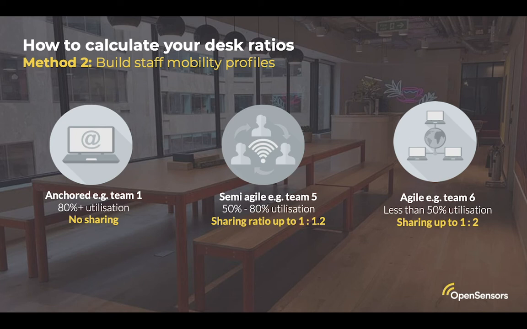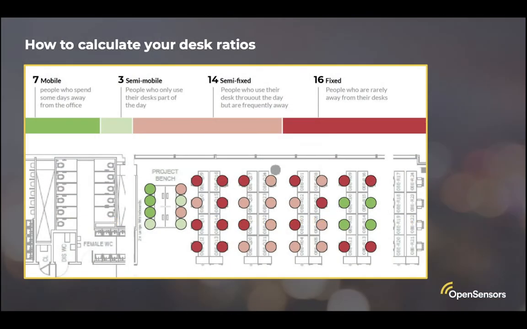For example, everyone who uses their desks more than 80% of the time, they could have, or they should maybe have their own assigned desk. And similarly, everyone who uses their desk less than 50% of the time will have a sharing ratio of 2 employees per 1 desk. And this approach can be used directly with the dashboard of utilization data.